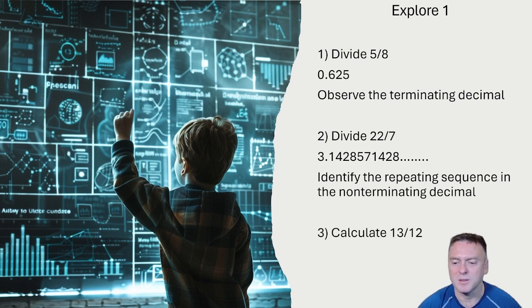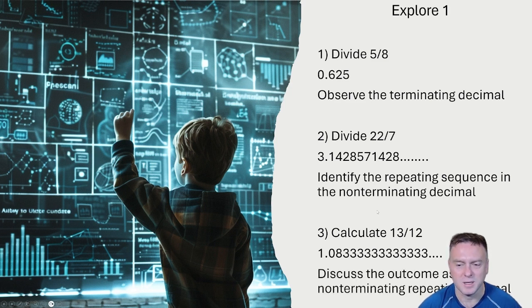So then if we want to calculate 13 divided by 12, you got 1.08333333. This is again a non-terminating decimal.